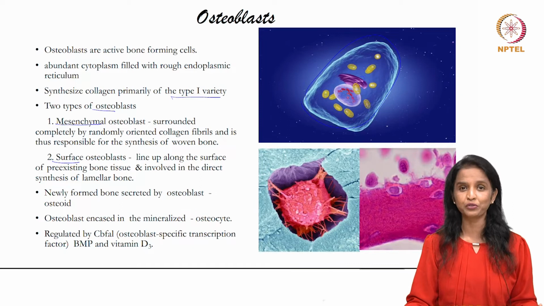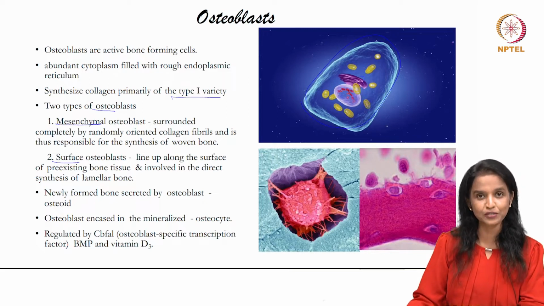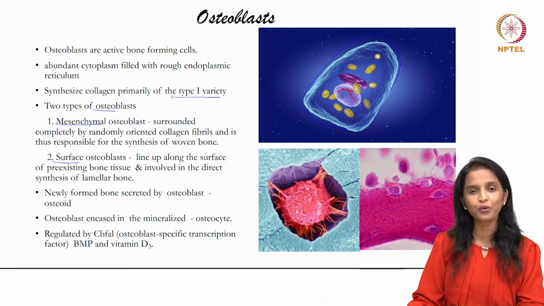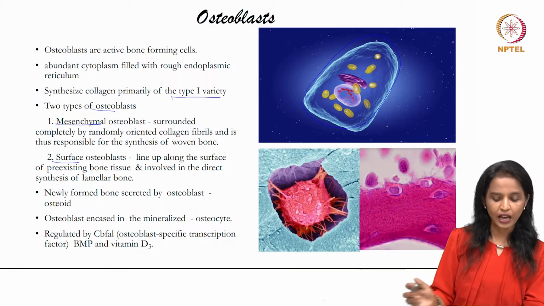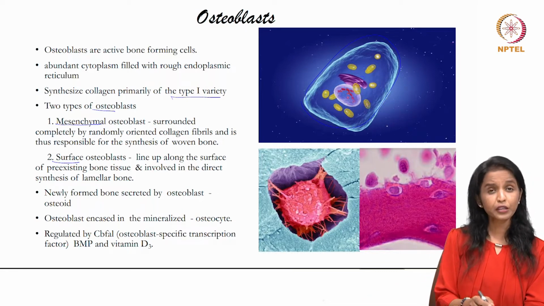Whereas your surface osteoblasts are the ones present on the surface of the bone and are involved in direct synthesis of lamellar bone. So, the moment you are hearing the words woven bone and lamellar bone, woven bone is newly formed bone, whereas lamellar bone is actually the matured bone, which is sheet-like in appearance. And then we have another important term which should be remembered.